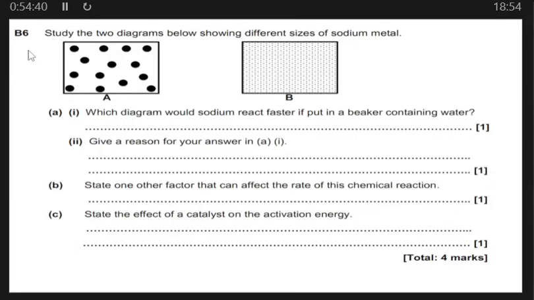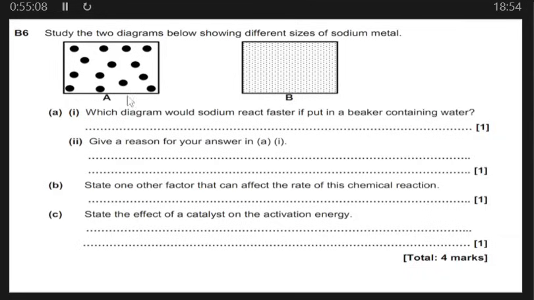So B6 says, study the two diagrams below showing different sizes of sodium metal. So we have sodium metal A, sodium metal B. These are bigger particles, these are smaller particles. Then A1 says, which diagram would sodium react faster if put in a beaker containing water?